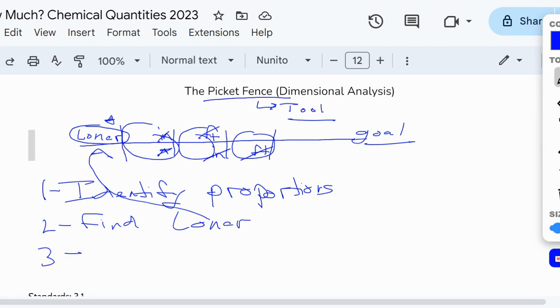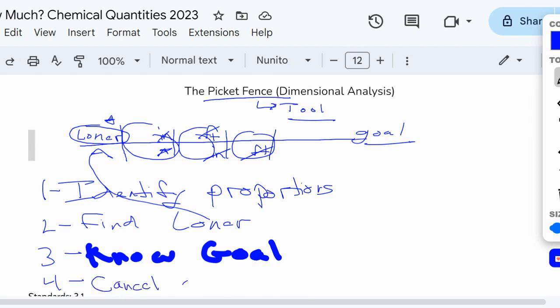Three, know your goal. Know the goal. And four, cancel as you go. And that's what we talk about up here, making sure we cancel. Okay, so again, the picket fence is just a tool. If you know what proportions you have, you know your loner and where you're going, then you can cancel as you go.